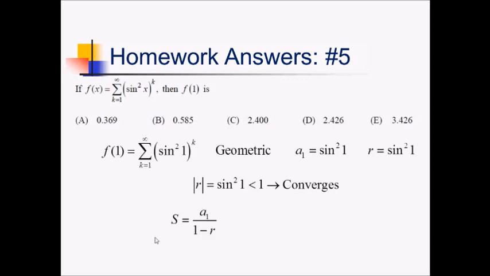That's a1 over 1 minus r. So that's going to be sine squared of 1 divided by 1 minus sine squared of 1. There might be a fancier way to do this, but it's a calculator question, so I'm actually just going to plug this into the calculator now.